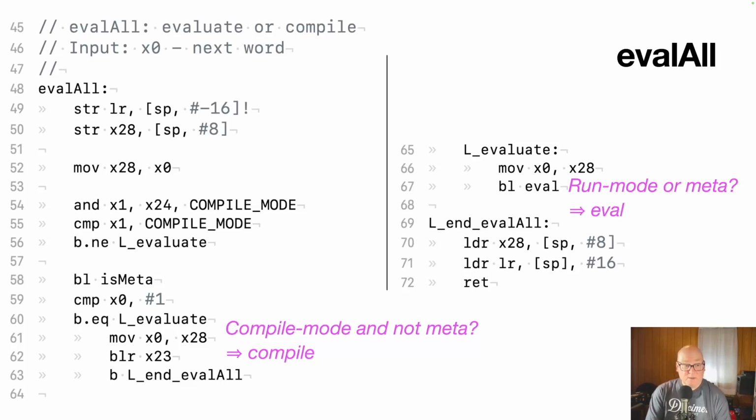And if we're not a meta word, then we need to be compiled, and we call x23, which is the pointer to the function held in the register, and that function is going to do the compiling. And once we've compiled, which is going to accumulate words into our secondary, we haven't done that yet, we go over to end evalAll and exit the routine. So one way or the other, you either evaluate or you compile.